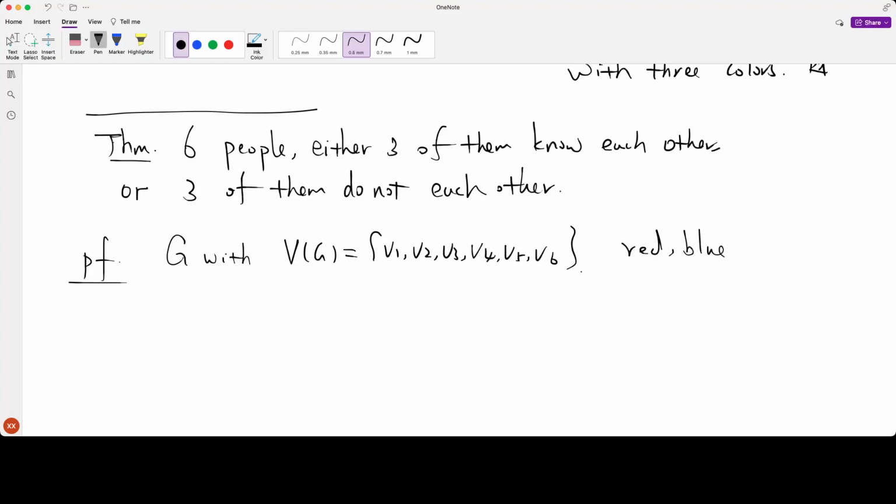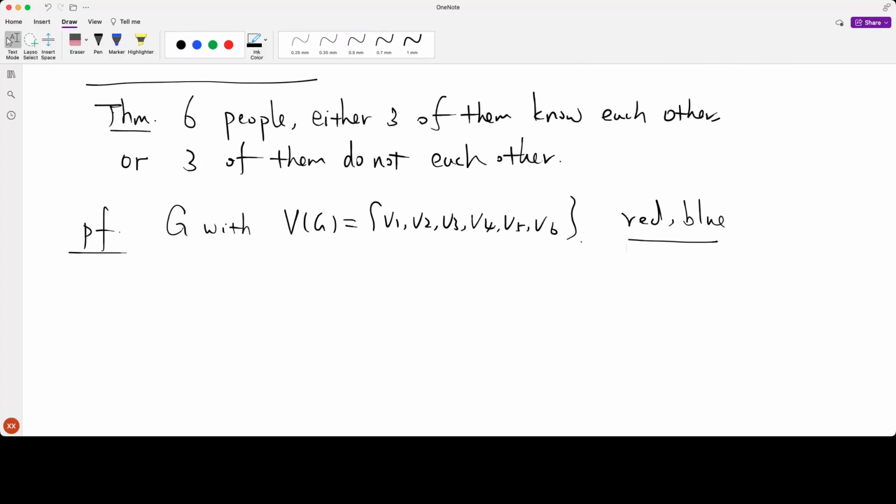But you can do it another way. You can put a red and a blue to make the situation more colorful. So red means an edge, blue means a non-edge. So for example, I fix a guy, V1. So there are 5 other guys, V2, whatever. There are 5 other guys in this rectangle.